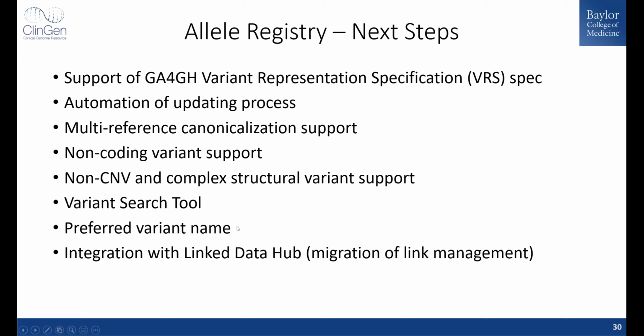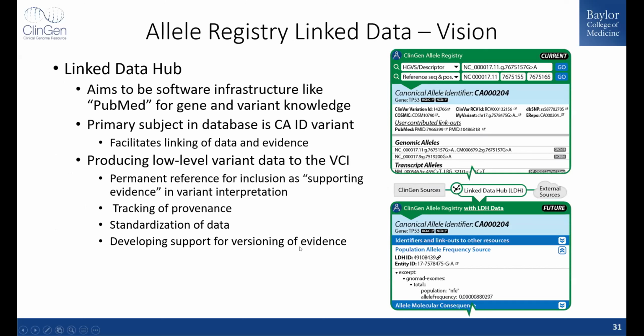Also, we want to add the preferred variant name, and not just the ClinGen preferred variant name, as well as integration with the Linked Data Hub, which is going to feed a lot of other tool sets down the road, as well as migration with link management. So one quick thing about the Linked Data Hub: as you see in this top panel, this is the current view we have. Doing a search for the HGVS or the reference sequence position gives you the canonical allele ID with a bunch of links, and then genomic alleles, transcript alleles, things like that.